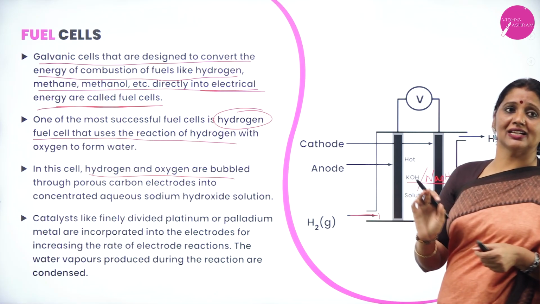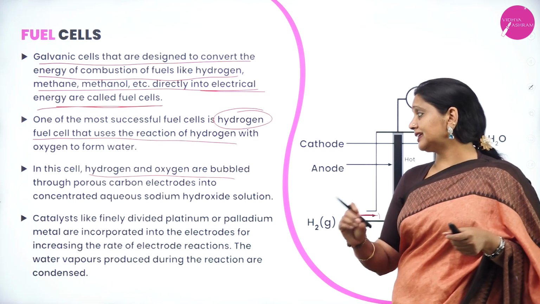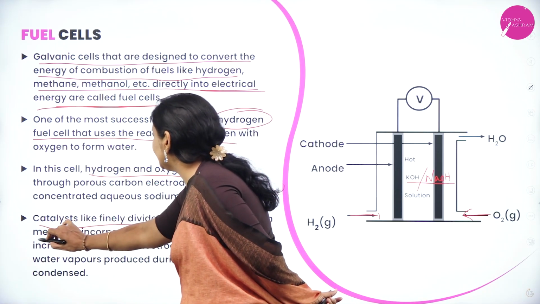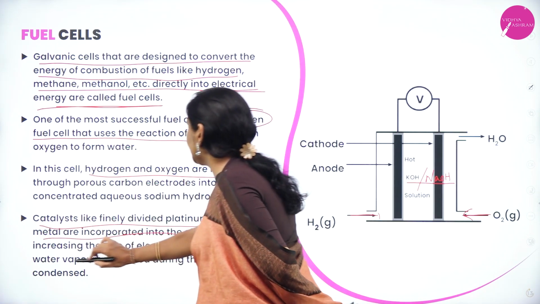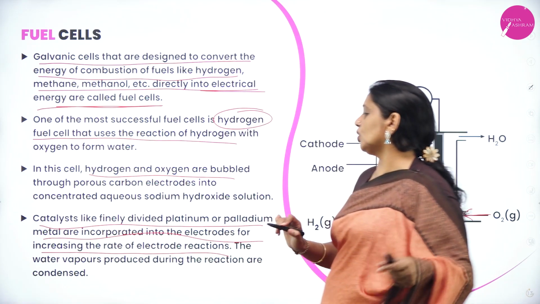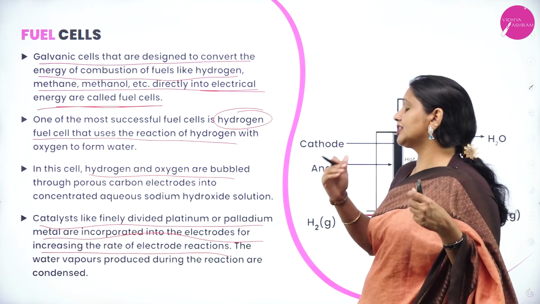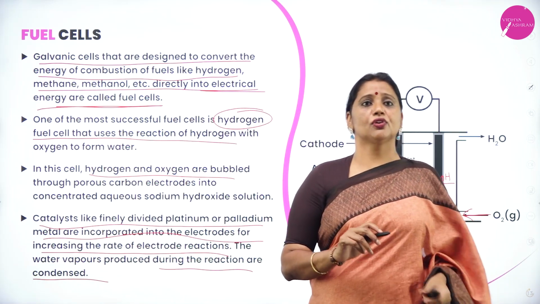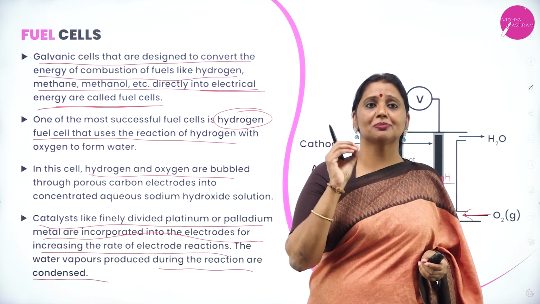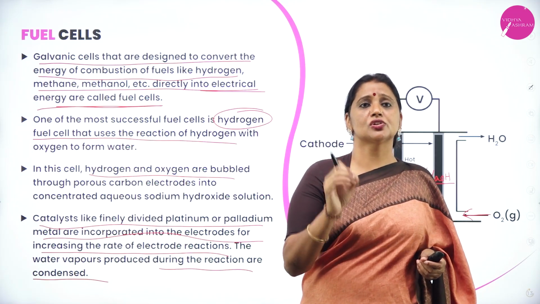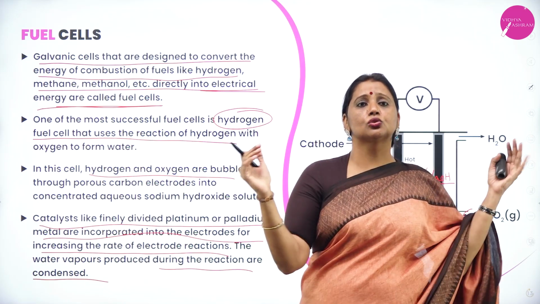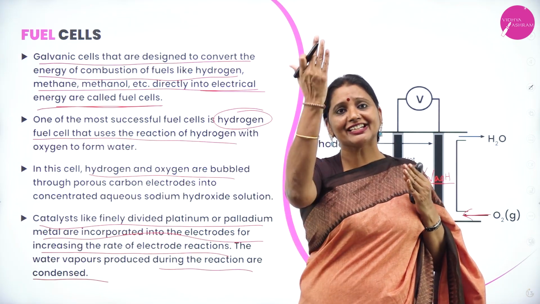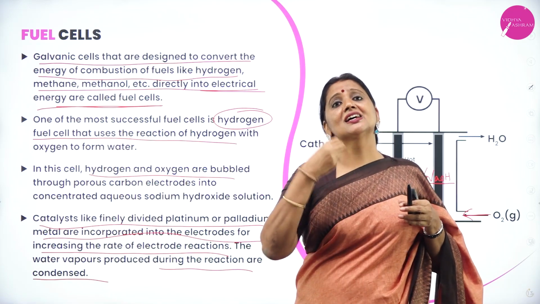Here we have to use a catalyst like finely divided platinum or palladium. Metals are incorporated into the electrodes to increase the rate of the electrode reaction. Water vapors are produced during the reactions, which are condensed. Therefore, in a fuel cell, the catalyst used is platinum or palladium, and the electrodes are perforated carbon electrodes. When you pass hydrogen and oxygen through them, they combine to form water. The water evaporates, and those water vapors are condensed.